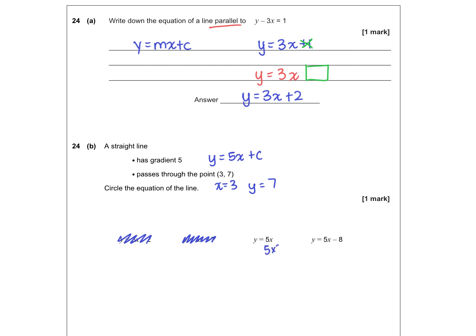5 times by 3 gives us 15. It does not give us 7. Okay, 7 is not equal to 15, so that is not our equation either. So y is equal to 5x minus 8. You can always check: 5 times by 3 minus 8 is going to give us 15 minus 8, which is going to give us 7, which is what they wanted for our coordinate.